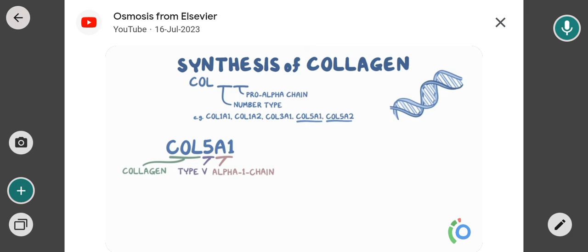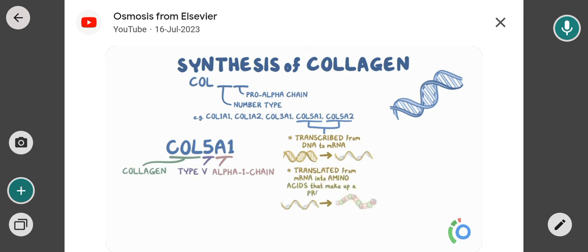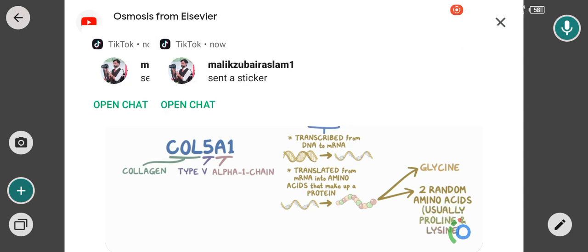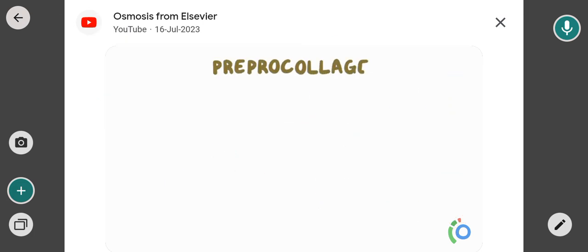Now, to synthesize type 5 collagen, for example, COL5A1 and COL5A2 get transcribed from DNA to mRNA, and then get translated from mRNA to a string of amino acids that make up a protein. This process happens many times over. Now, this string of amino acids consists mostly of glycine and 2 other random amino acids, usually proline and lysine, that repeat over and over as amino acid triplets. Ultimately, this peptide forms what's called pre-pro-collagen, which can be a collagen type 5 alpha-1 chain or a collagen type 5 alpha-2 chain, depending on the gene that encodes the protein.